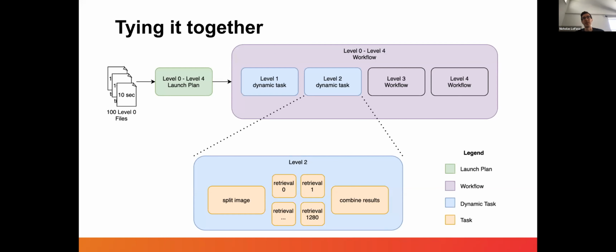Then, to expand on this level 2 task, you can see we split the image, and then we have actually 1280 tasks, one per each column in the image. These retrieval tasks, this is where the heavy CPU, actually Fortran code, gets called and does the processing. We've been running this kind of workflow from level 0 to level 2 to start, and we tried it like it's shown here using launch plans.